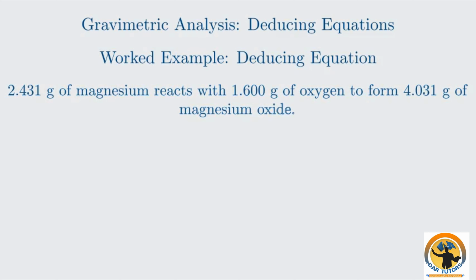We can deduce the equation. Our goal is to find the simplest mole ratio of the reactants and products. We'll follow a similar process to finding an empirical formula. First, we calculate the moles of each substance.